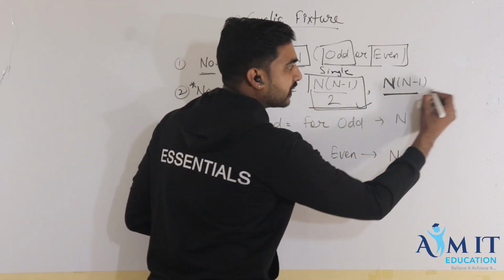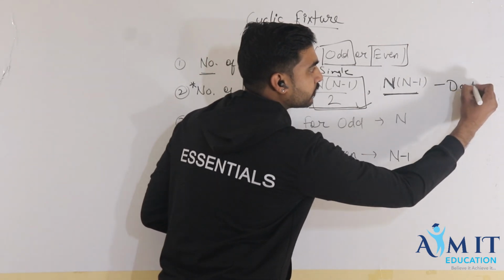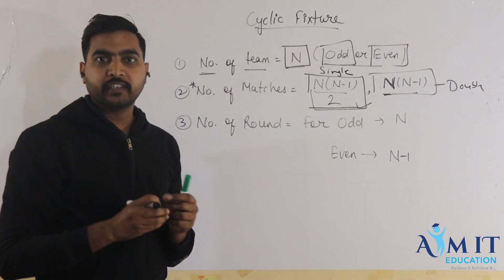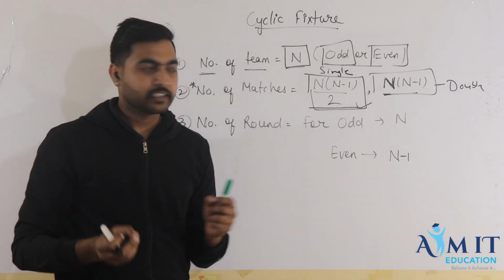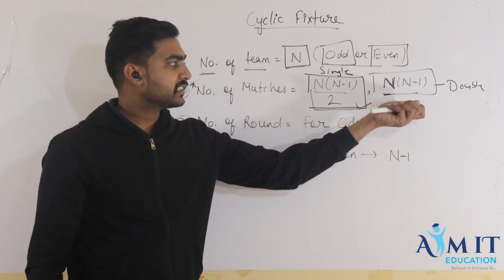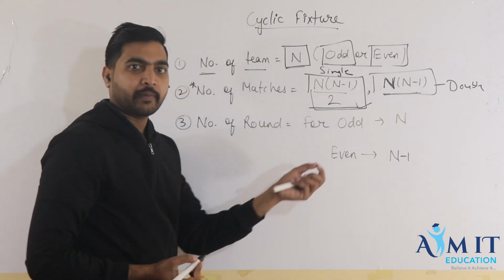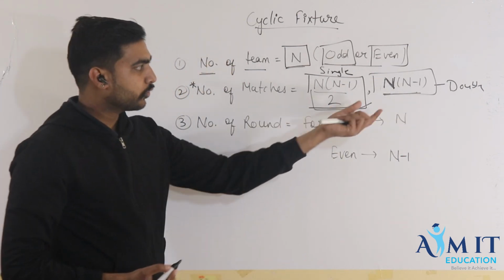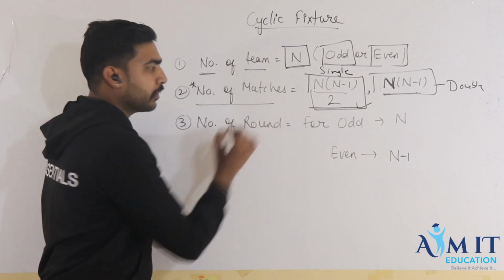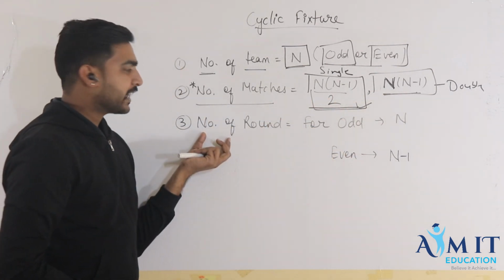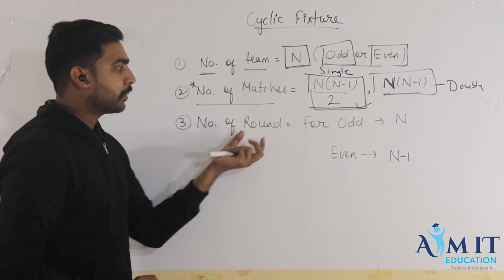Second condition is the double league, when every team plays with every other team twice. At this time we simply multiply N(N-1)/2 by 2. So there are two formulas to calculate the number of matches, on the basis of single and double league.